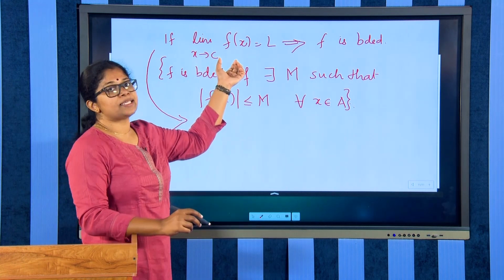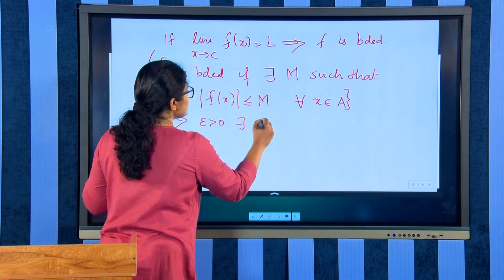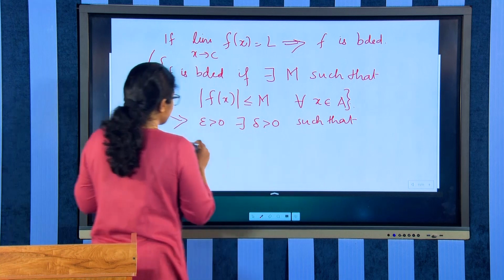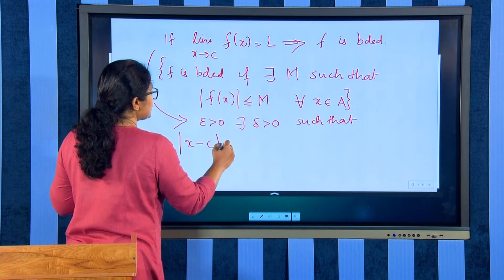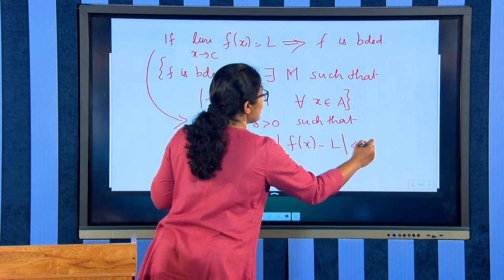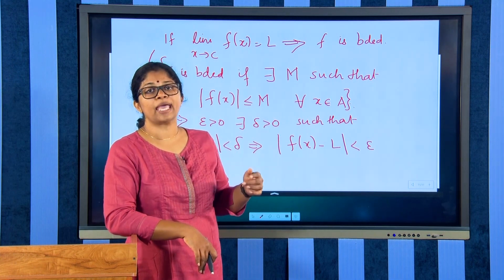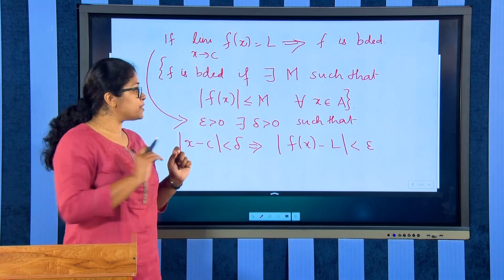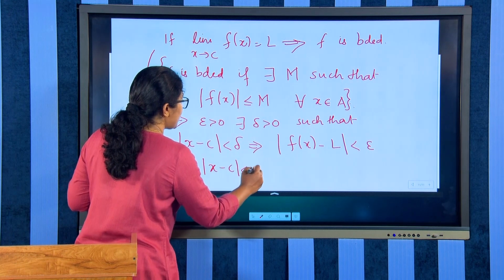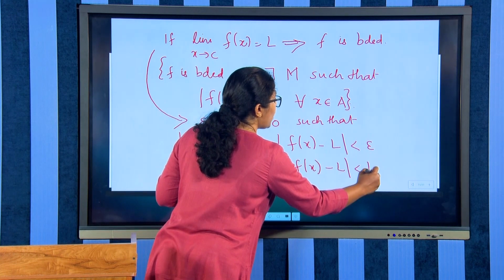We are given that limit x approaching c f of x is equal to L. So, given epsilon greater than 0, there exists a delta greater than 0 such that modulus of x minus c less than delta implies modulus of f of x minus L is less than epsilon. In particular, for convenience of proof of this theorem, we are assuming epsilon equal to 1. So, when epsilon equals 1, we have modulus of x minus c less than delta implies modulus of f of x minus L is less than 1.